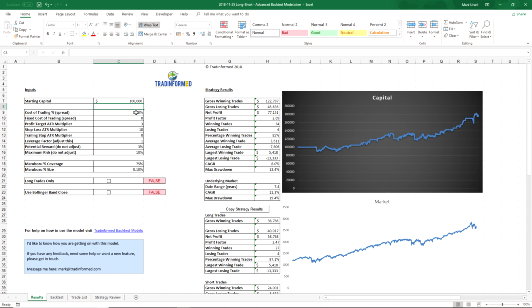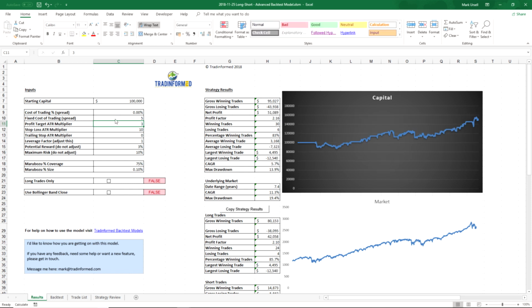You can include a cost of trading. A simple way to do this would be to assume a cost of about 0.1% per trade, or whatever is appropriate for the market that you're trading. You could also include this as a fixed dollar cost of trading. And again, this would depend on the market that you're trading.